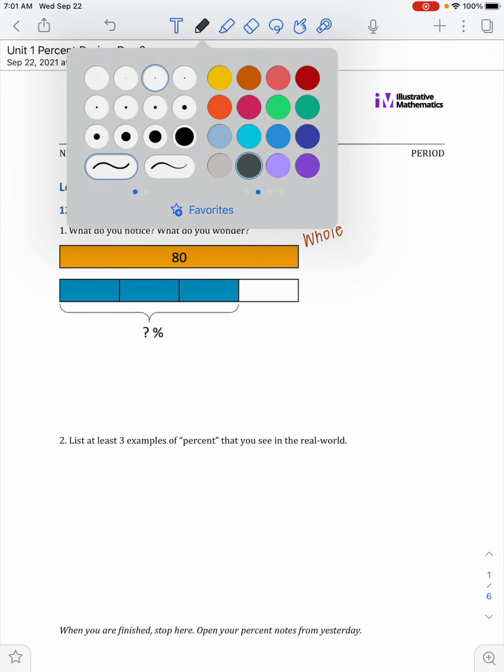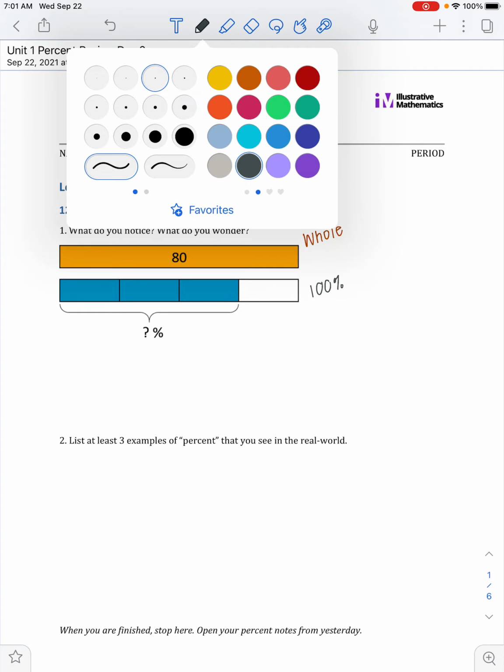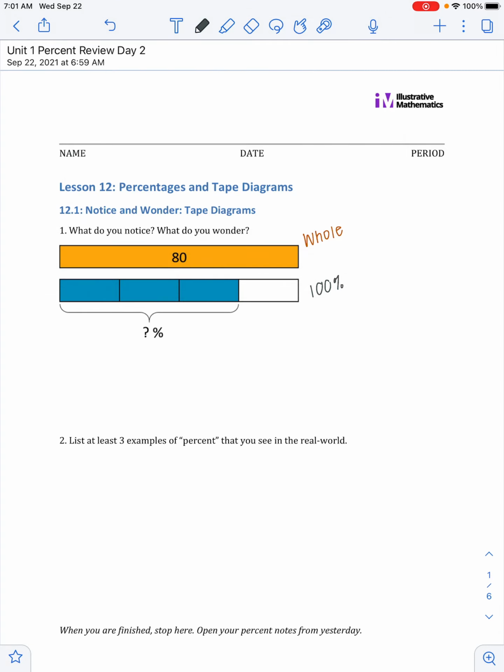When we think about the tape diagram that represents a percent, the entire bar shows us 100%. Again, we know 80 is the whole, which means that the bar lining up with 80 represents 100%. If we split 100% up into 4 equal-sized groups, we know that each group will represent 25%. Now, notice that this is the same thing as saying 3/4 of 80.